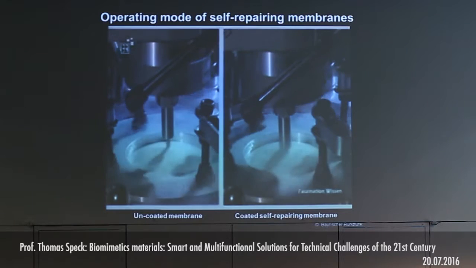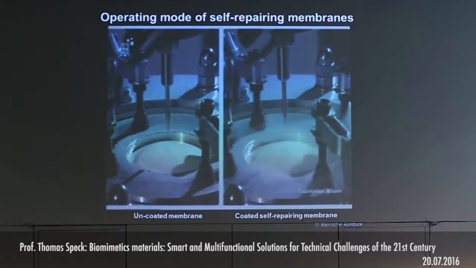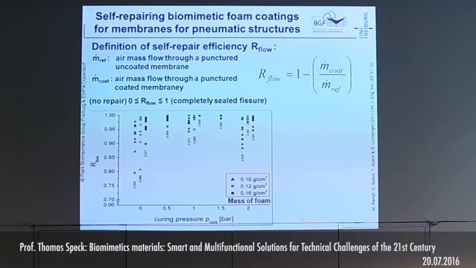It has not only to be sealed nearly entirely, but it has to happen very quickly, and we were very lucky to succeed with that. Then we had a problem. We want to measure how good our repair is, and there was no definition for self-repair efficiency. Then we defined, with our colleagues from EMPA and ETH in Zurich and EMPA in Dübendorf, a so-called self-repair efficiency, or flow.